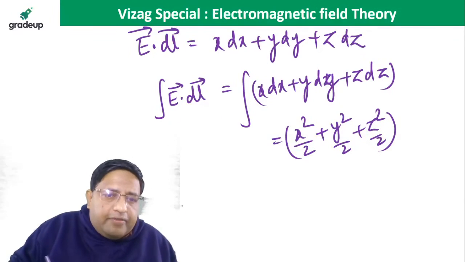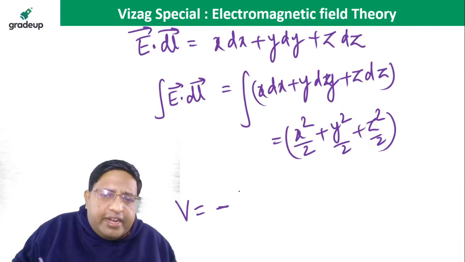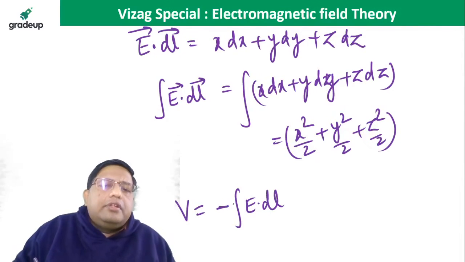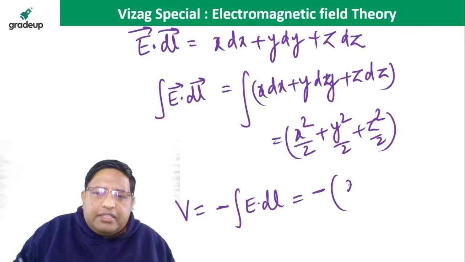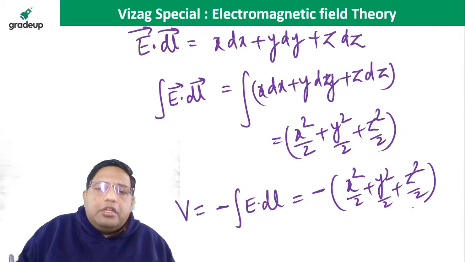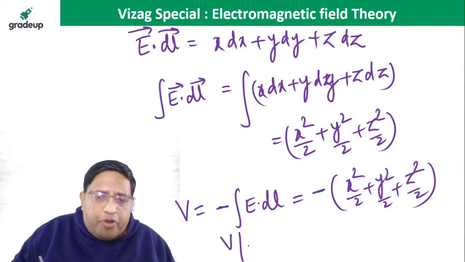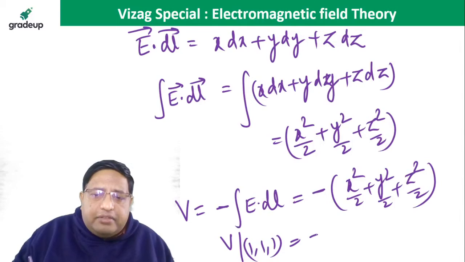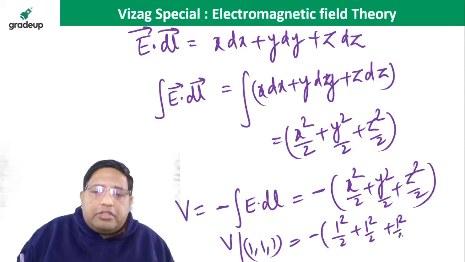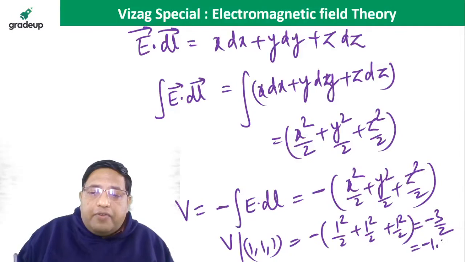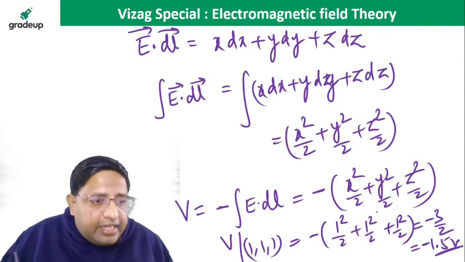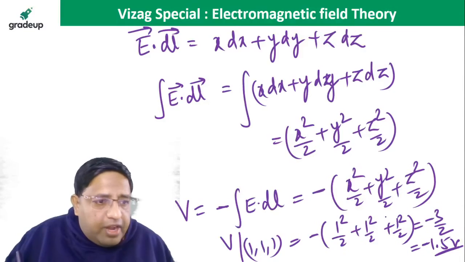E dot dl. But what is the potential? Potential is minus E dot dl. So what is the value? The value is minus x square by 2 plus y square by 2 plus z square by 2. Now you put the point 1, 1, 1. If you calculate the potential at 1, 1, 1, it is minus 1 square by 2 plus 1 square by 2 plus 1 square by 2. So it is minus 3 by 2, or minus 1.5 volt. So the correct answer of this question is minus 1.5 volt.